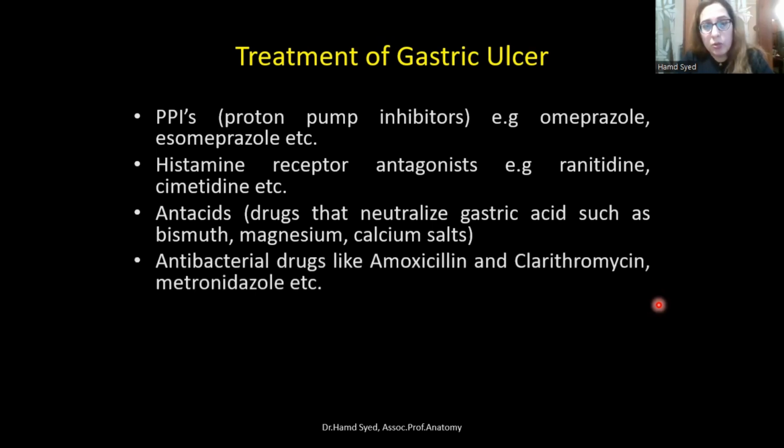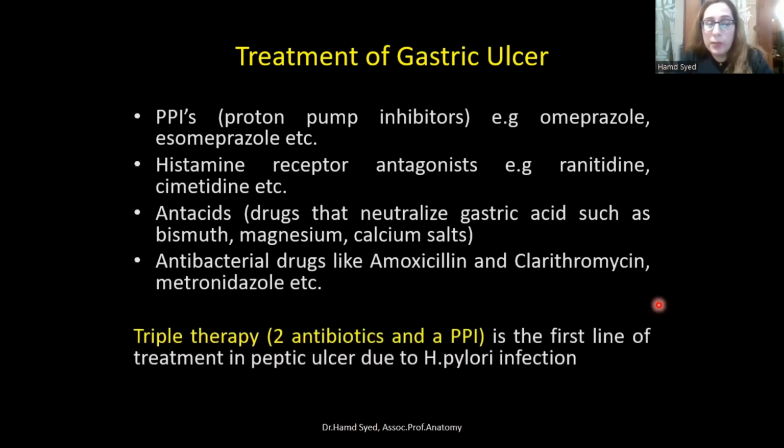And the antibacterial drugs like amoxicillin and clarithromycin or metronidazole, they eradicate the H. pylori. And triple therapy, this is a standard regime, in which 2 antibiotics and a proton pump inhibitor are prescribed to the patient. And this is the first line of treatment in peptic ulcer, which is due to the H. pylori infection. But remember, this is, of course, a very resilient organism, and there are many recurrences which take place, and therapy needs to be prolonged over a longer period.